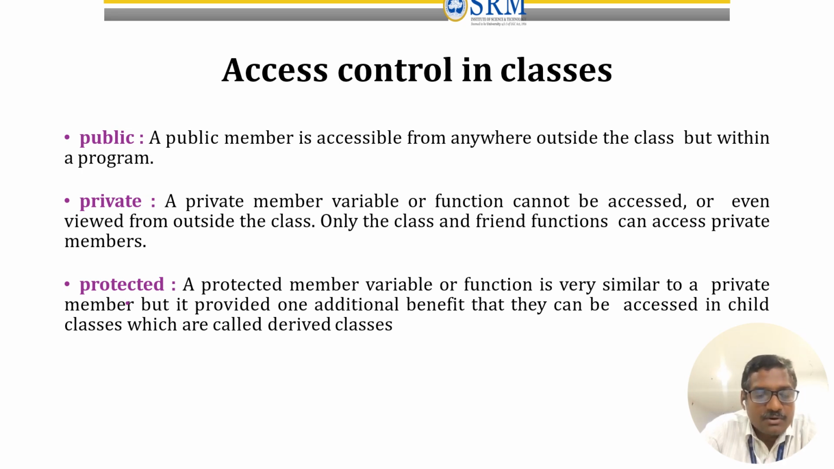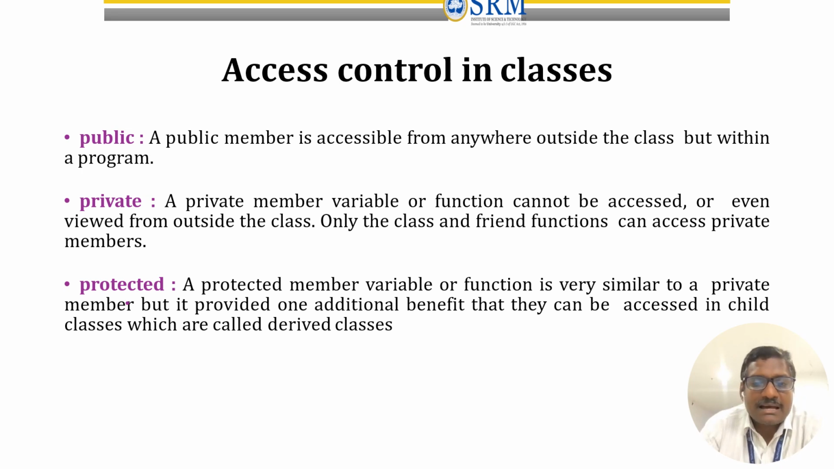So as I said, if you forget to give any access specifier, by default the compiler will assign it as private. So as a private data member, it cannot be accessed outside of the class. Only the class and friend functions can access the private data member. Now come to protected. A protected member variable or function is very similar to the private member, but it provides one additional benefit: it can be accessed in a child class. That means a protected data member can be used between two classes. In inheritance only it can be accessed.